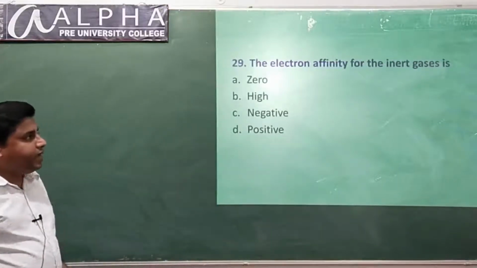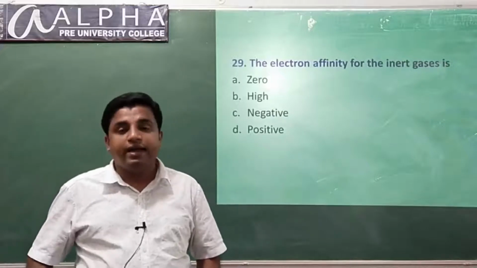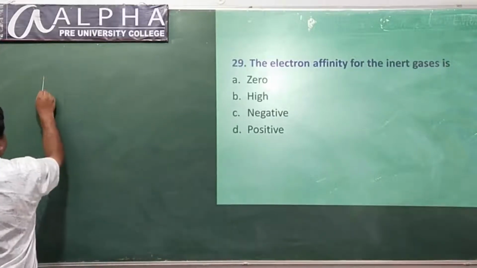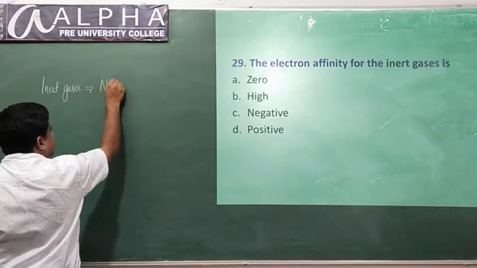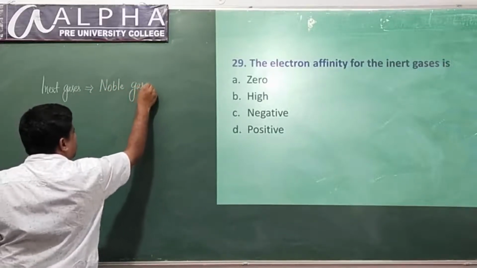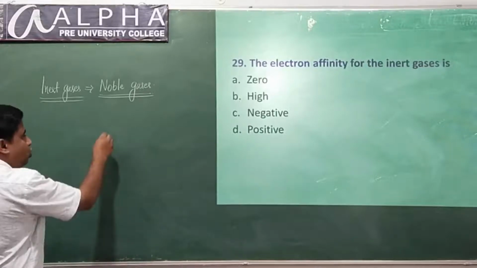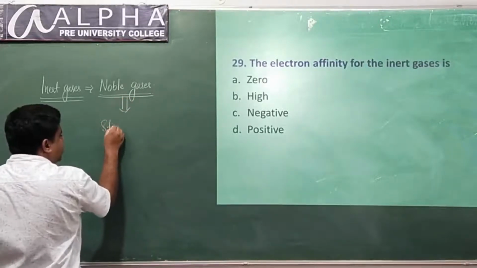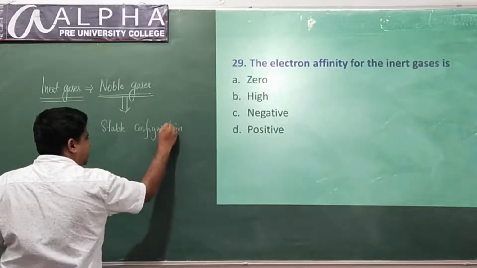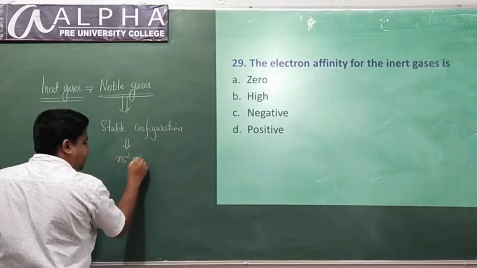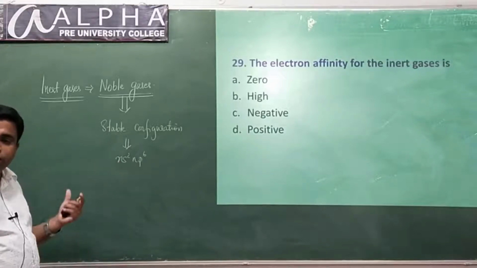Next question. The electron affinity for the inert gases. I think this is the third time we are discussing the electron affinity for inert gases. So inert gases are nothing but noble gases, correct? Yes, noble gases. I have told you noble gases have stable configuration. What is the stable configuration of noble gases? It is ns2 np6. Since they have stable configuration, they have already attained octet structure. What is your inference?